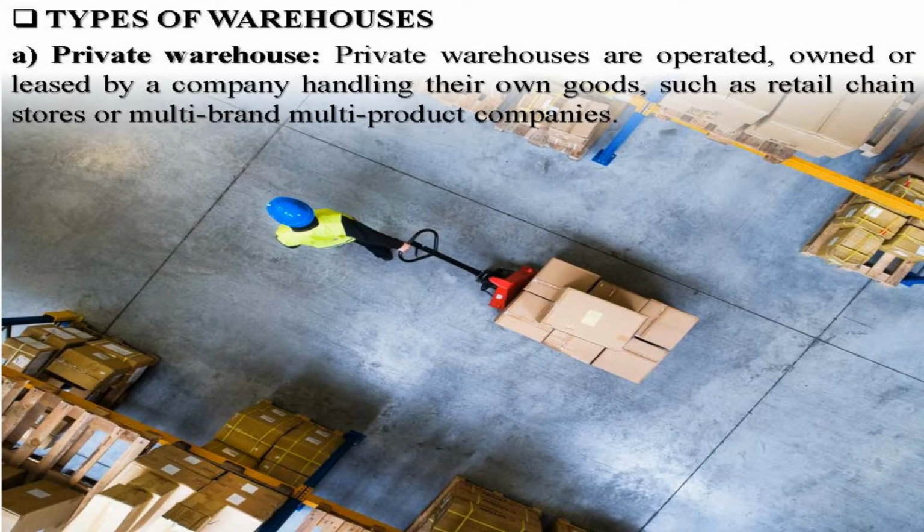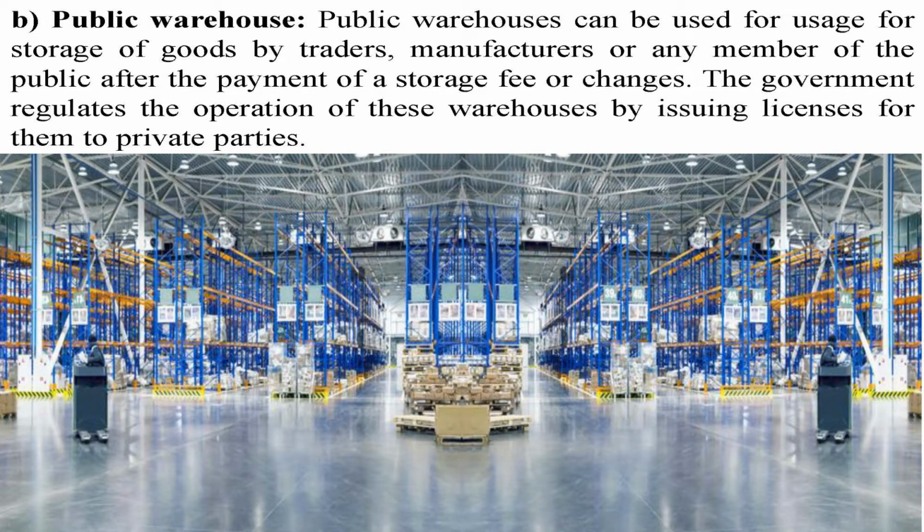Types of warehouses. First one is private warehouse. Private warehouses are owned, operated or leased by a company holding their own goods, such as retail chain stores or multi-brand product companies, which usually maintain these private warehouses. Public warehouses. Public warehouses can be used for storage of goods by traders, manufacturers or any members of the public, after payment of storage fees or a charge. The government regulates the operation of the warehouse by issuing a license to private parties.